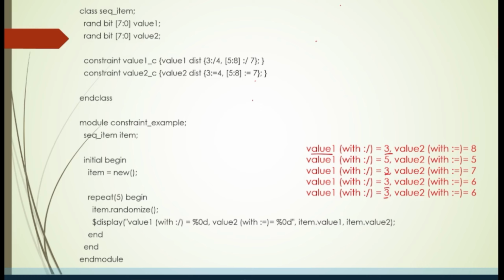You can just execute this on the EDA Playground. As I told you, I'll be uploading these slides on my Telegram channel, so you can go there, download, copy this particular program and execute it on the EDA Playground, so that you can understand the difference between equal to and slash. If you still have any doubts after executing that, you can ping me in the comment box. Right, so this is about the implication operator and the dist keyword within the constraints.